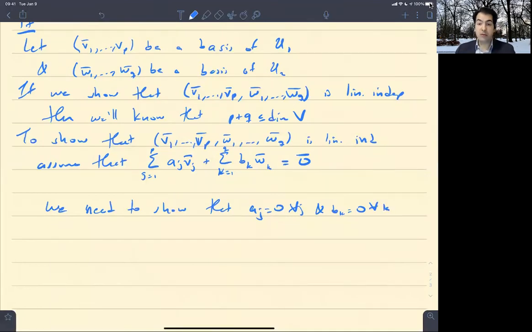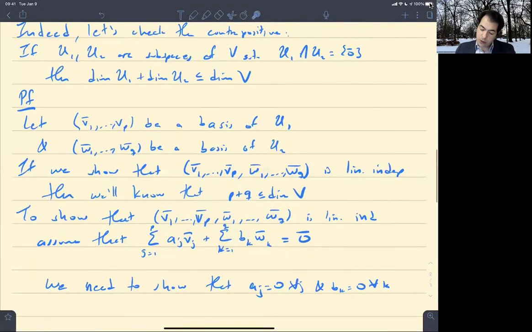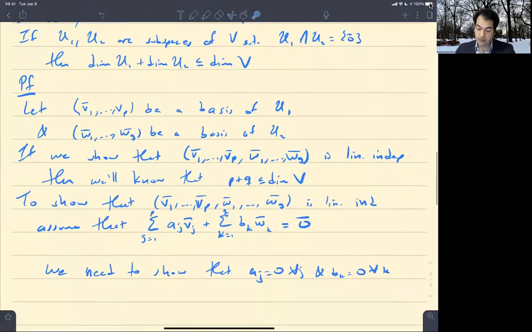Right? Every proof of linear independence starts the same way. You have a set of vectors. You want to show that they're linearly independent. Take a linear combination, assume that it's equal to 0, and prove that the coefficients have to be 0. Okay, so we need to show that all of these coefficients are equal to 0. What do we know? We know that U1 and U2 are subspaces and that they intersect only in the 0 vector, right? The only vector that is both in U1 and in U2 is the 0 vector. Okay, I want to use that information.